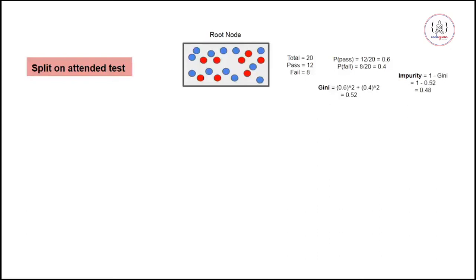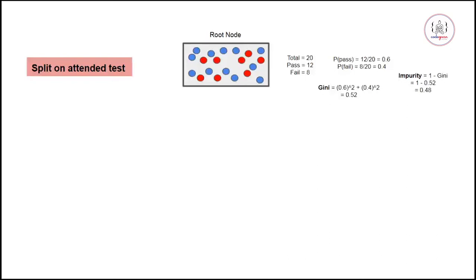Now you can calculate the impurity at this node, right? And impurity is given by 1 minus Gini. So it is 1 minus 0.52, which comes out to be 0.48. So this is your impurity at the root node.